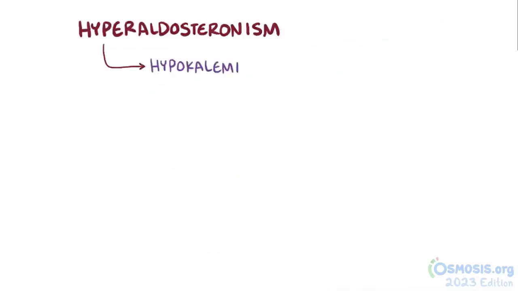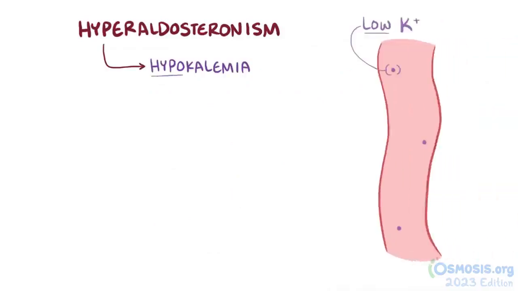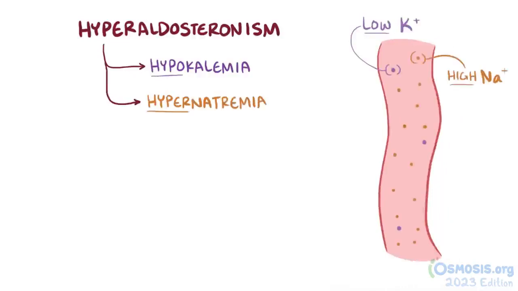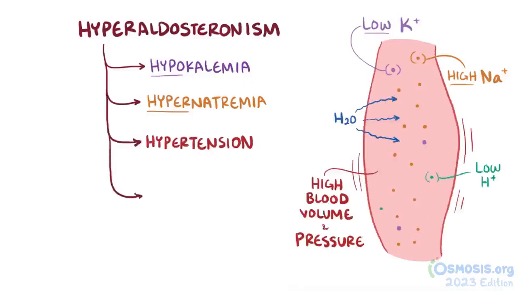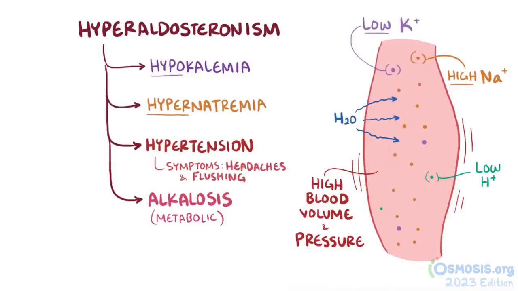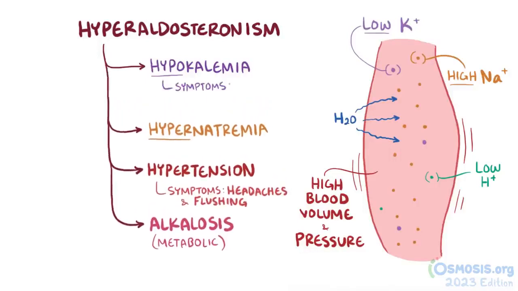Hyperaldosteronism leads to hypokalemia, which is low potassium levels in the blood, as well as hypernatremia, high sodium levels in the blood. With more sodium around in the blood, water moves into the blood vessels, which results in a high blood volume and high blood pressure, or hypertension. Finally, the loss of protons also results in an alkalosis, and more specifically a metabolic alkalosis, since it's caused by the kidneys. Individuals with hyperaldosteronism typically develop hypertension-related symptoms, like headaches and facial flushing, as well as hypokalemia-related symptoms, like constipation, weakness, and potentially changes in their heart rhythm.